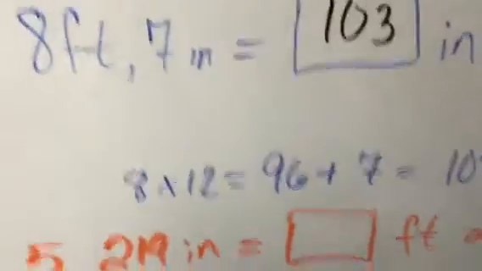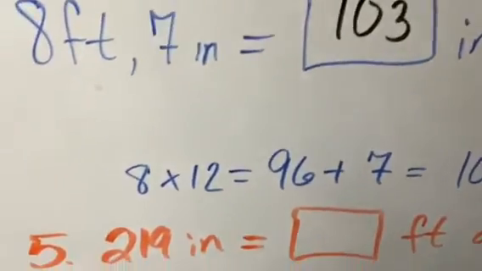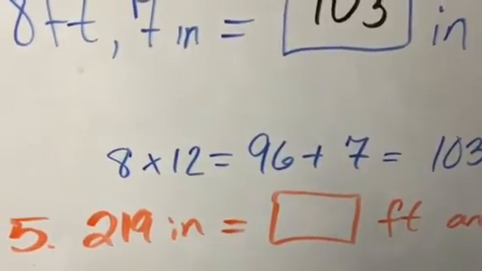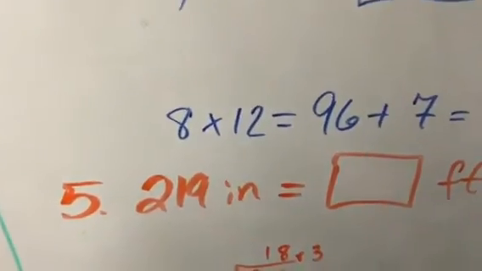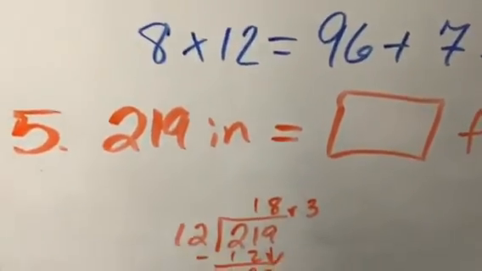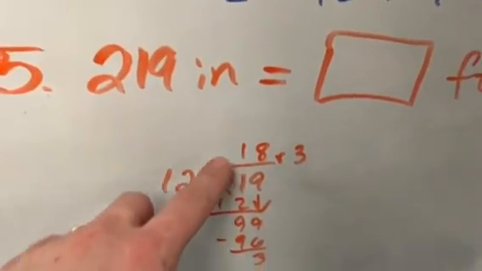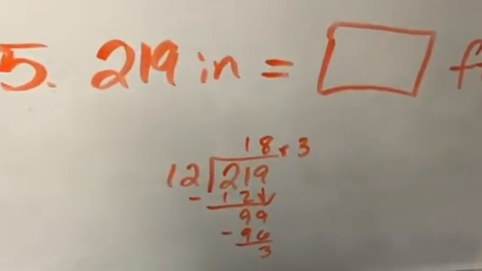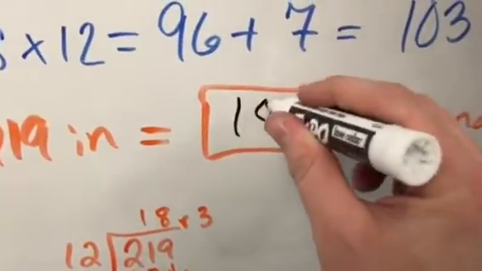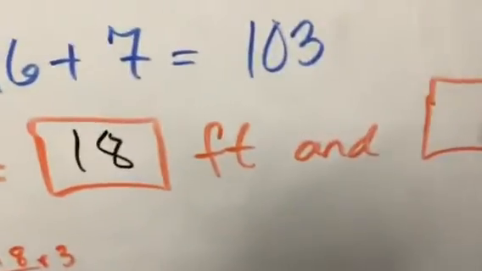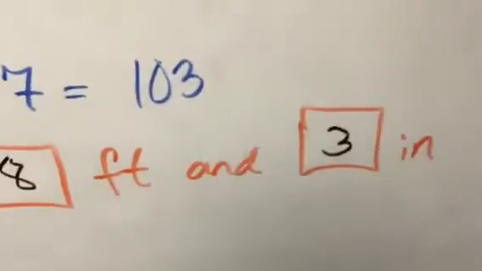Now in this case, I'm going from inches to feet, so again, going from small to big, I need to divide. So I do 219 divided by 12, and I get an answer of 18 remainder 3. So therefore my answer is going to be 18 feet and 3 inches.